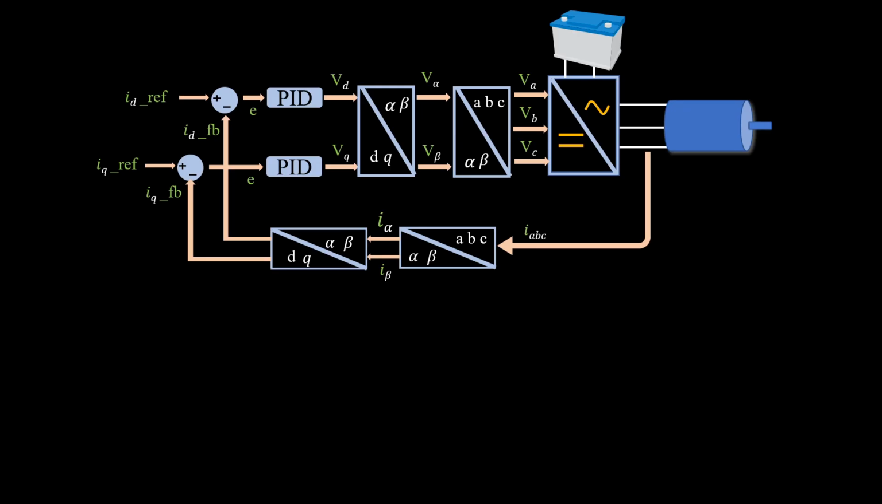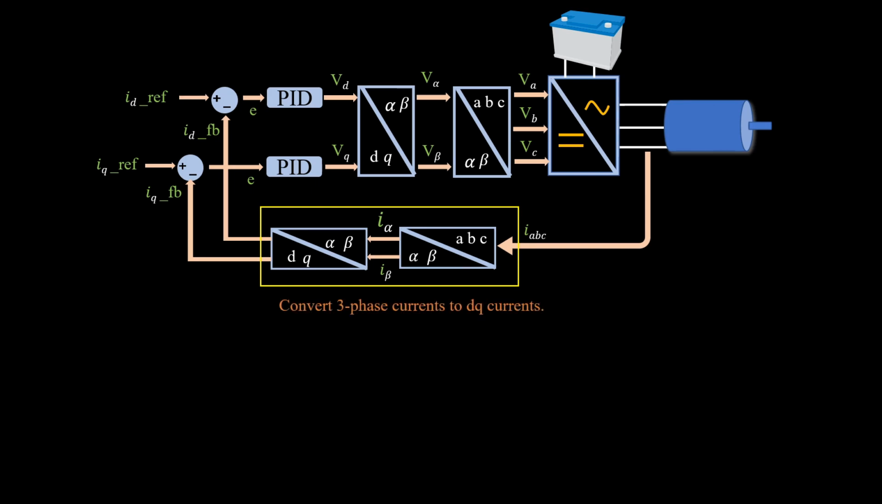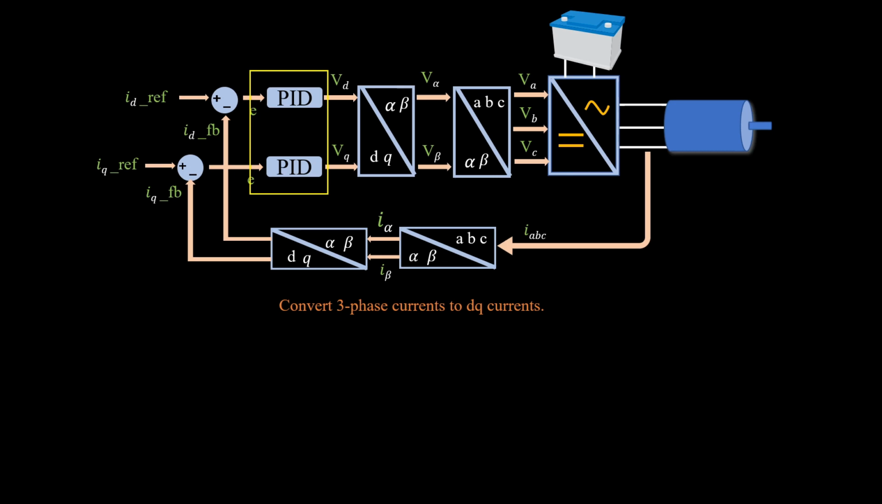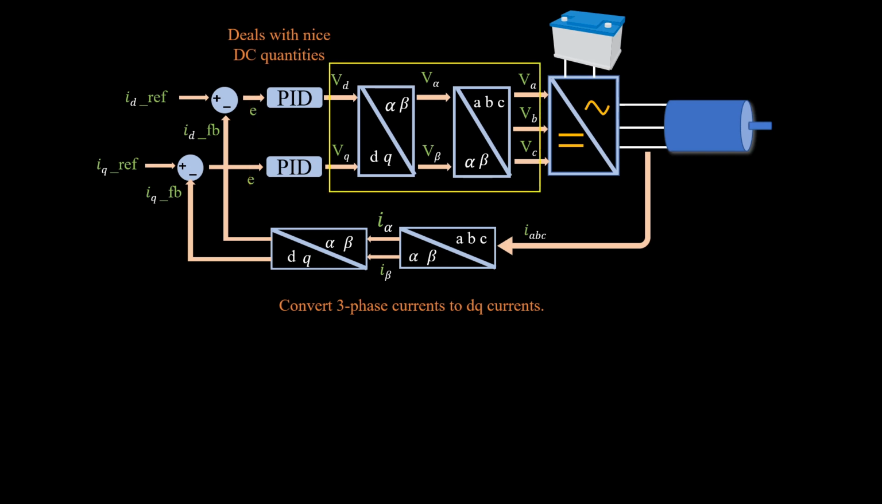Let's look at a control system now. We wanted to control 3-phase sinusoidal currents, but we can convert these currents into 2-phase DC quantities D and Q. We find the error and feed it to the PID controller. The nice thing about this controller is that it deals with only DC quantities. The output of the controller is VD and VQ, which we convert back to VABC and then feed to the motor.